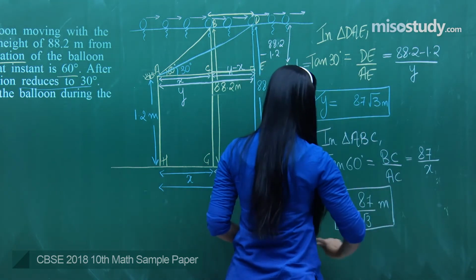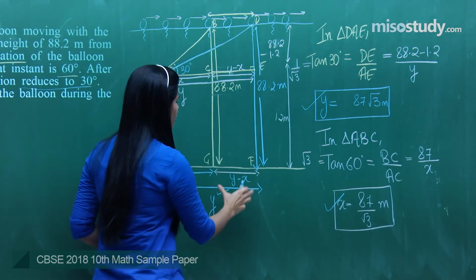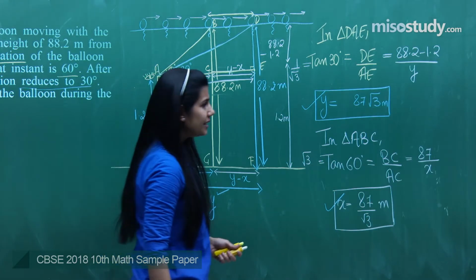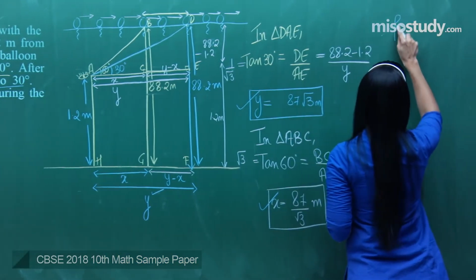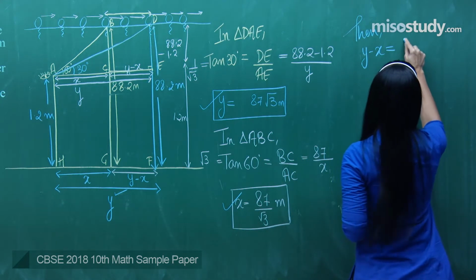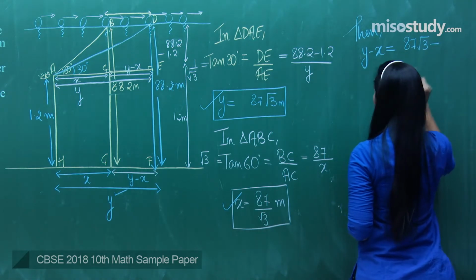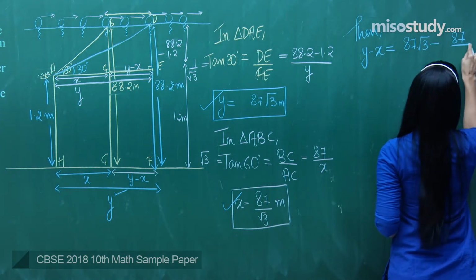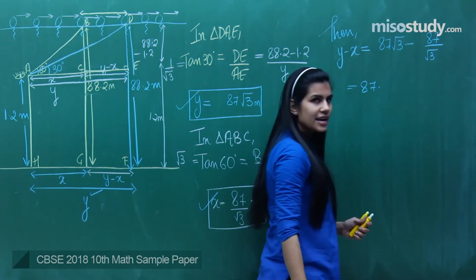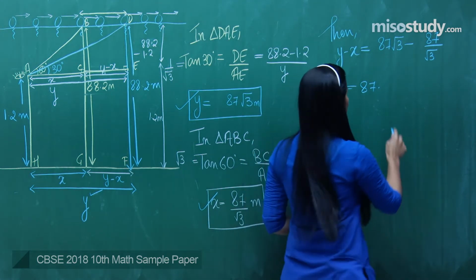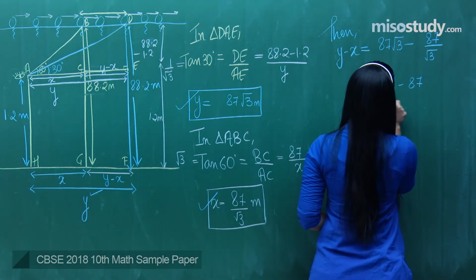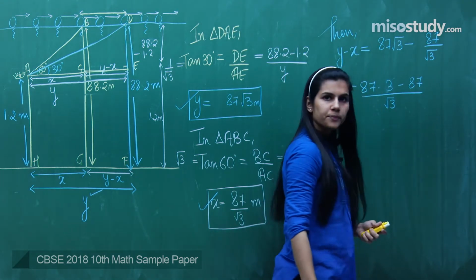Now you know what your y is, you know what your x is. Your aim was to find y minus x because this is the distance travelled by the balloon. Fine. So y minus x is what? Your y is 87 root 3 minus 87 by root 3, which gives you what? This becomes 87 root 3 multiplied by root 3. So 87 into root 3, which is 3, minus 87 divided by root 3. What is this?